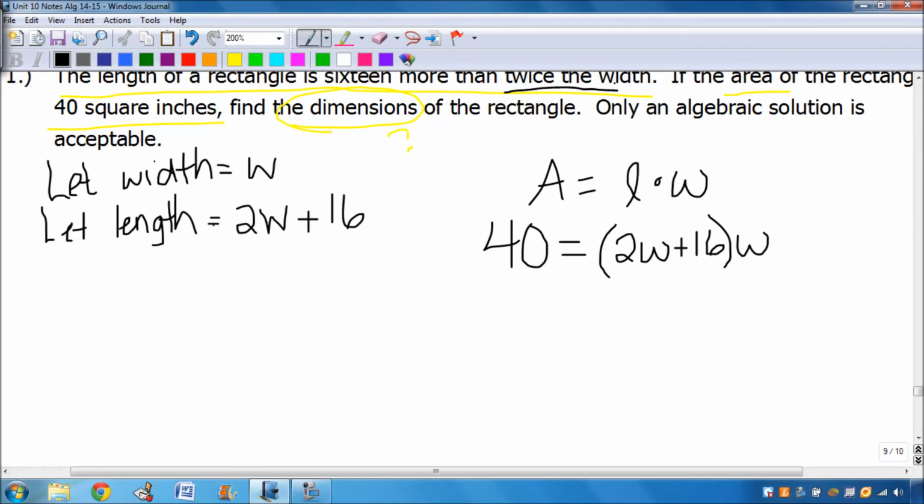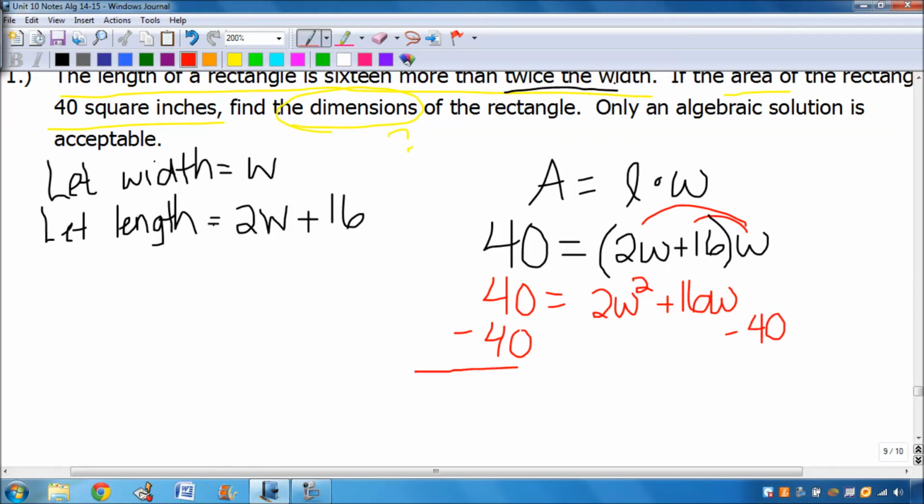So what I need to do now is just solve my equation. Well, if I have a W on the outside, I got to distribute it through. So I end up getting 40 equals 2W squared plus 16W. All right? Now it's a quadratic equation because the exponent is to the second power. So that means that I have to get everything equal to 0 on one side if I'm going to try to solve by factoring. So I get 0 equals 2W squared plus 16W minus 40.